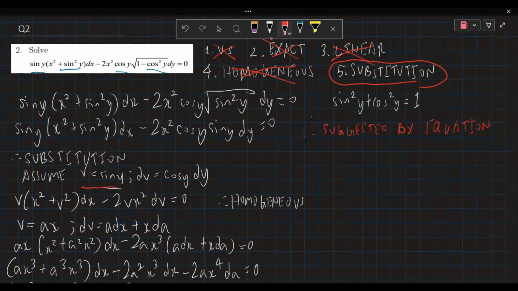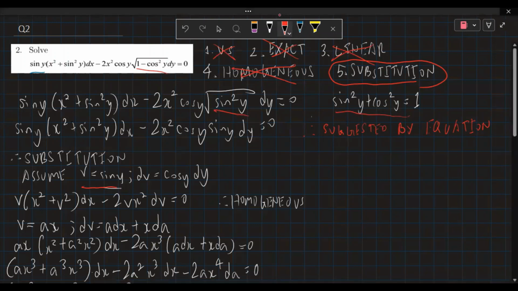And then we differentiate it. Always remember, whenever you're substituting, you also have to implicitly differentiate as well. So dv equals cos y dy. And then we substitute everything: sine y equals v, then v squared plus v squared, and then 2vx squared dv. Also, I forgot to mention, in simplifying the whole equation, the 1 minus cos squared y, we simplified into sine squared y using the trigonometric identity sine squared y plus cos squared y equals 1. So sine squared y.